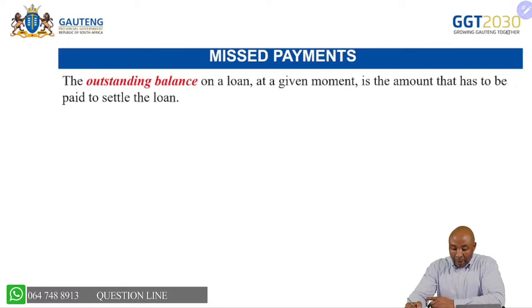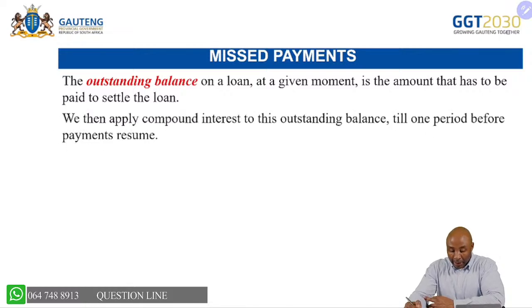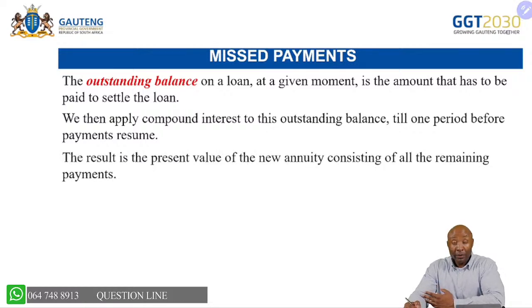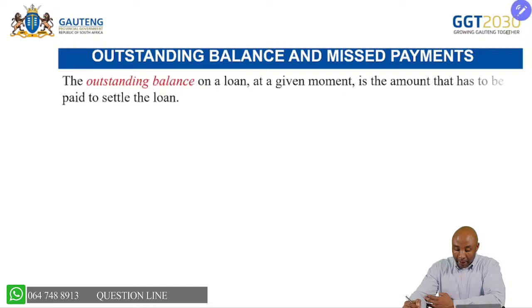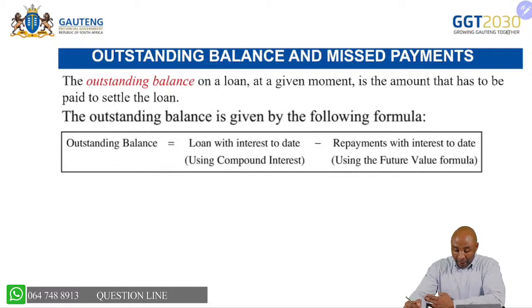Now, the outstanding balance on a loan at any given time is the amount that has to be paid to settle off the loan. And when we apply the compound interest on the balance till one period before, I've explained this, the result of the present value annuity becomes bigger, and we are now able to calculate the outstanding balance. So for outstanding balance, normally we use two different formulas. I will talk about them now.